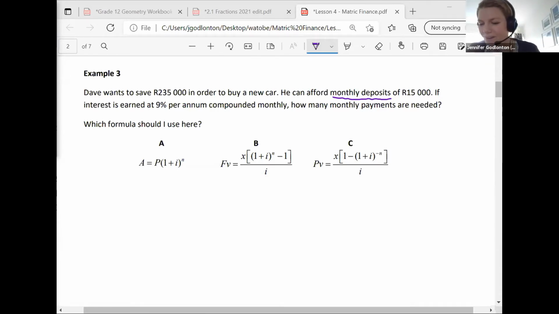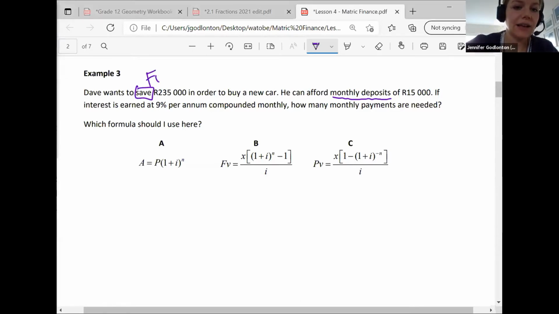Okay, so the reason we're going with B is because we're saving for something in the future. Exactly, it's saving. The key words we needed to take here are two very important words. The first is that he wants to save, which tells us it's a future payment. The second is monthly deposits, and that tells us it's an annuity. When we see these words in questions, that's what's important.